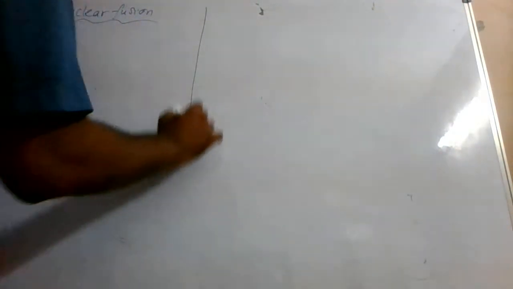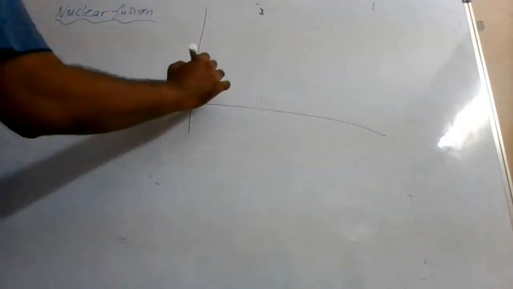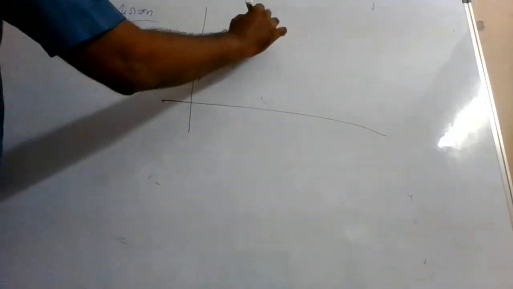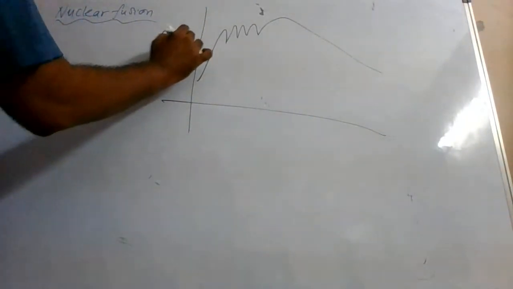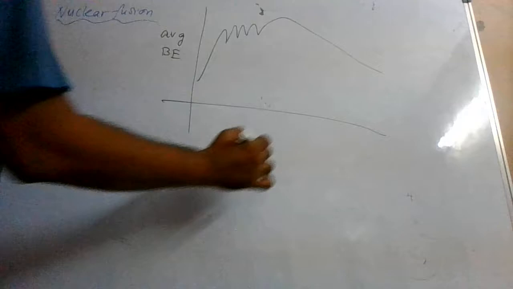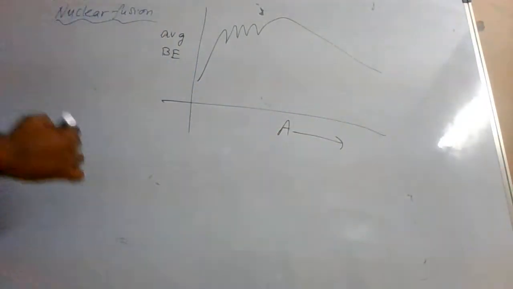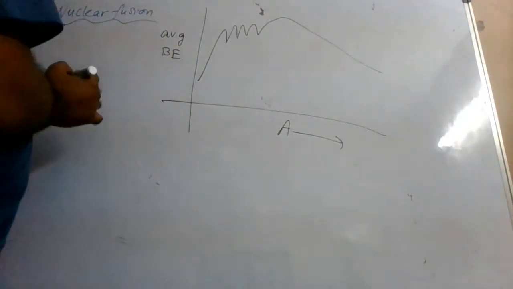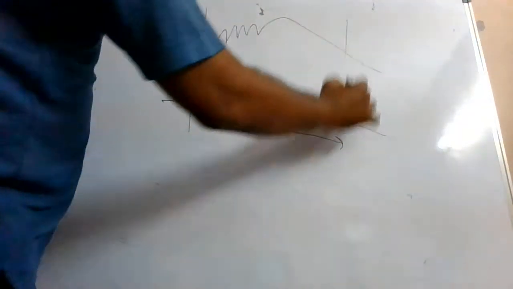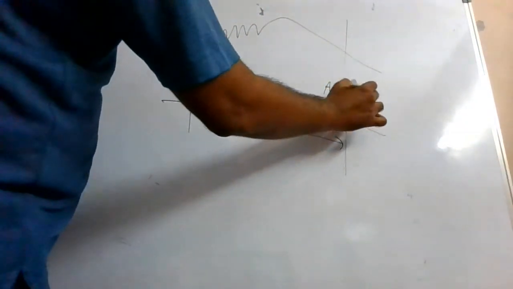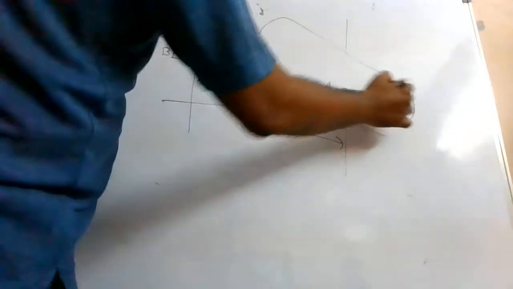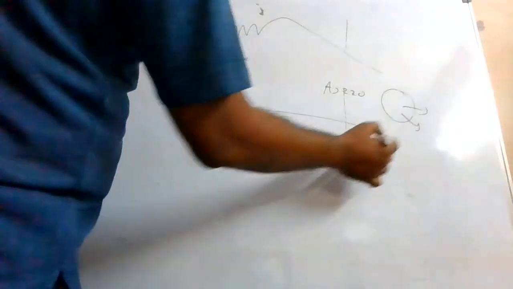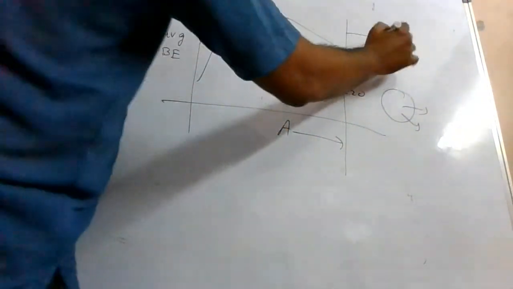See, if you remember that binding energy curve, it was something like this, right? Here you have average binding energy and this was your atomic number. So when you are moving towards the region A greater than 220 or let us say 230, you come across heavy nuclei and they decay, and this region belongs to fission.